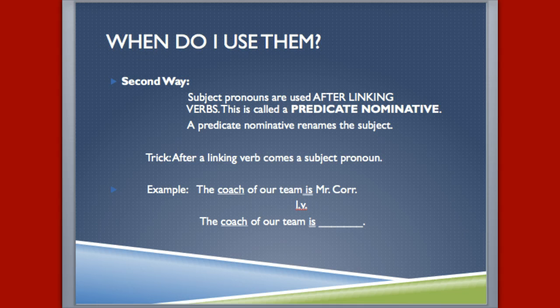So the coach of our team is Mr. Core. Is a linking verb. Coach is the subject of our sentence. Of our team is a prepositional phrase. Mr. Core is a noun or pronoun that refers back to coach, and comes after the linking verb. So we're going to say the coach of our team is he.